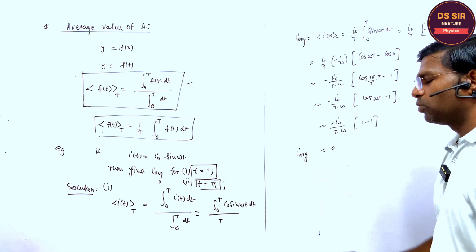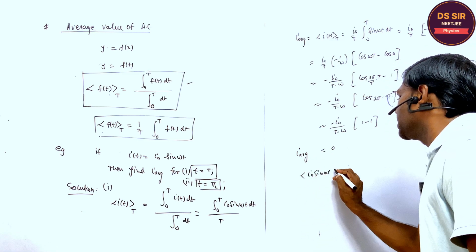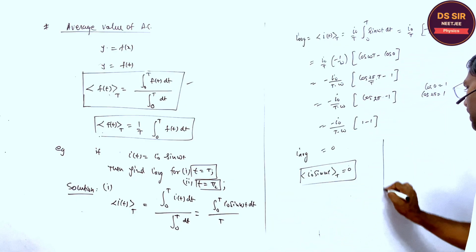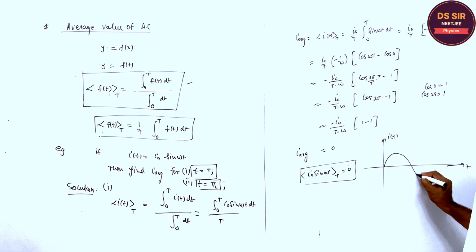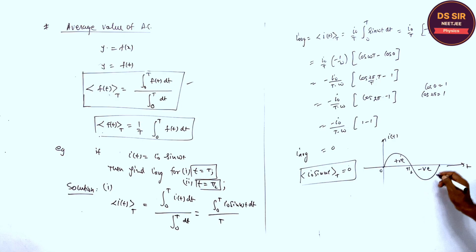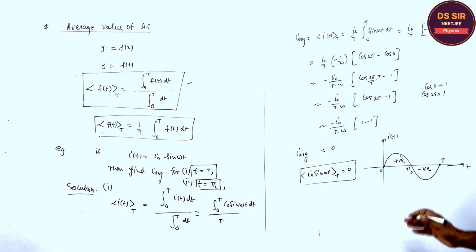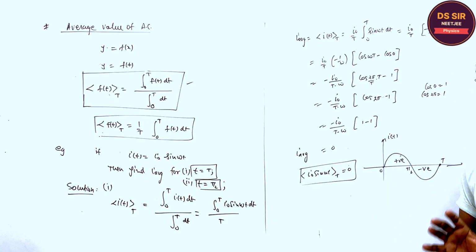So what is the meaning of the average value? It means the average value of I0 sin omega t for one time interval is 0. Do you understand or not? What does it mean? If you consider the alternating current for one cycle, for half the time period the value is positive, and for the next half cycle it is negative. That is why for one time interval, the average value of the alternating current comes to be 0. Do you understand or not?